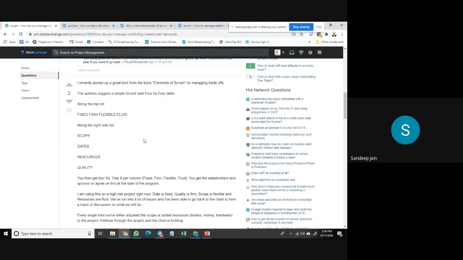So, a meeting is an important tool to resolve this conflict. Get the conflicting parties into the same room and then sort it out.